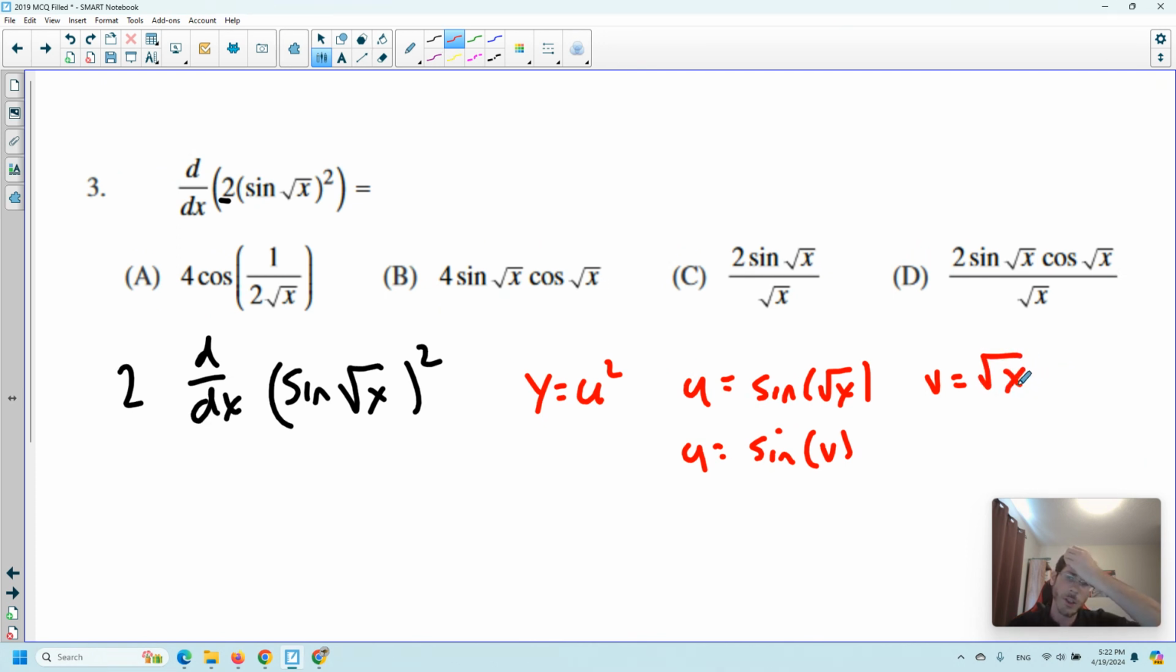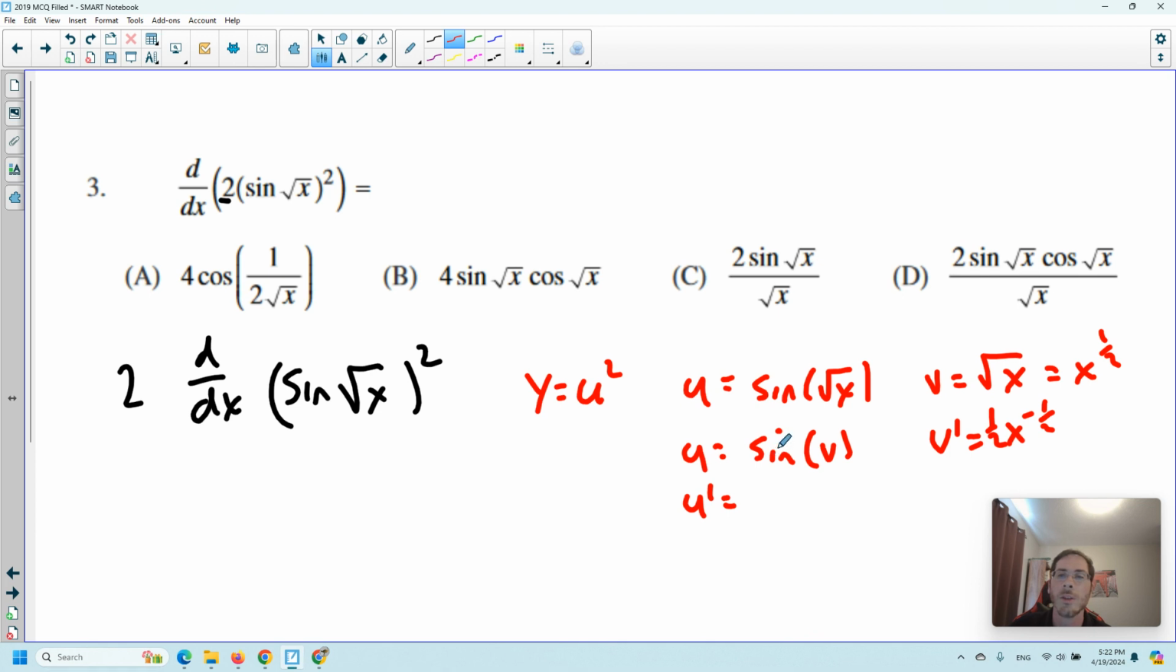Square root of x, we know that one. If we forgot, remember square root of x is x to the 1/2. So we can just use the power rule here. So we get our derivative. V prime is going to be x to the negative 1/2. Because remember, you subtract 1 from the exponent. And we're going to bring that 1/2 out front. So that's what we get for v prime.